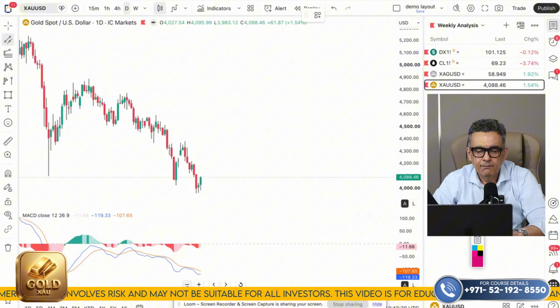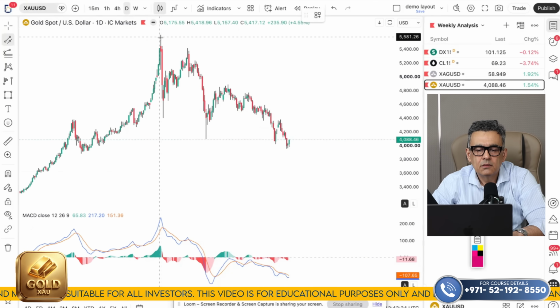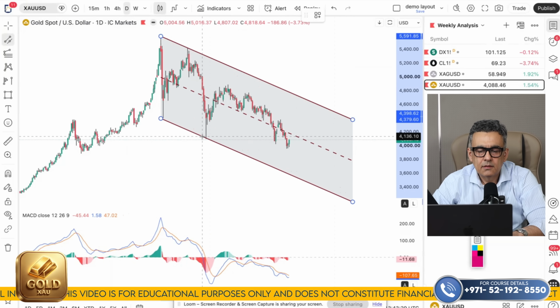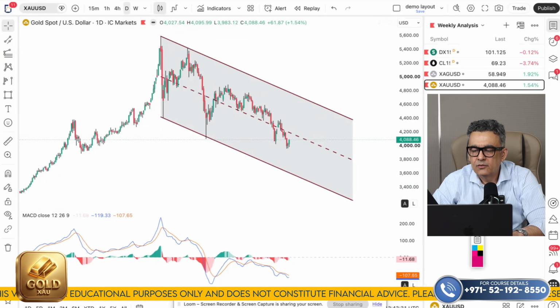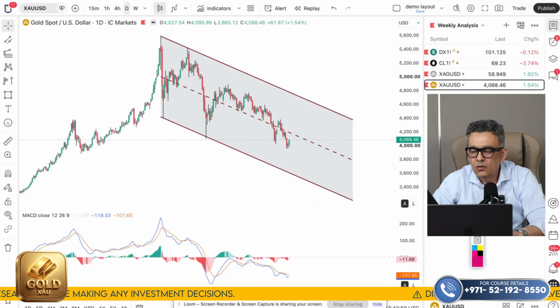So on the daily frame, I will add a falling channel. I will start from the top here, connecting with the next lower high. So this is the first drop, bounce, printed lower high, next drop. Now this bounce failed to create a high here. Basically, it printed a lower high and then continuation lower. So right now we are in this leg.